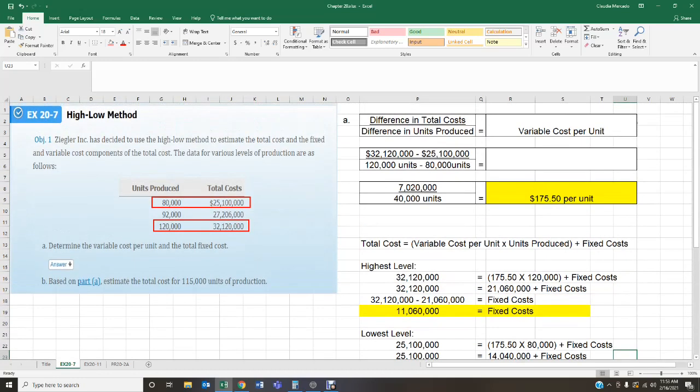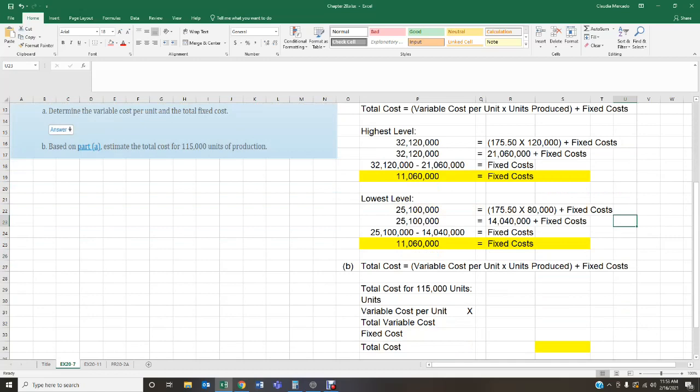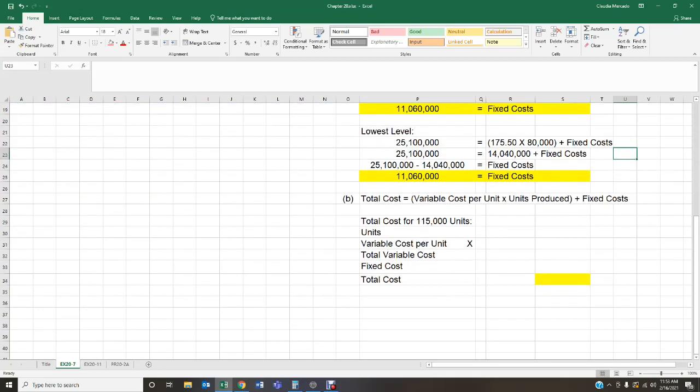So requirement 1, determine the variable cost. It's 175.50 per unit. Total fixed cost, your fixed cost is $11,060,000. Now, letter B says, based on part A, estimate the total cost for 115,000 units of production. Okay, so now we have to estimate the cost if we're going to produce 115,000 units of production.